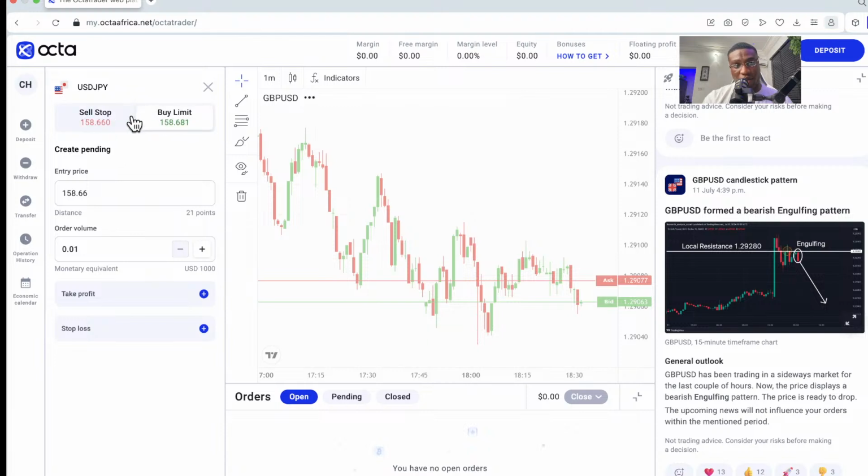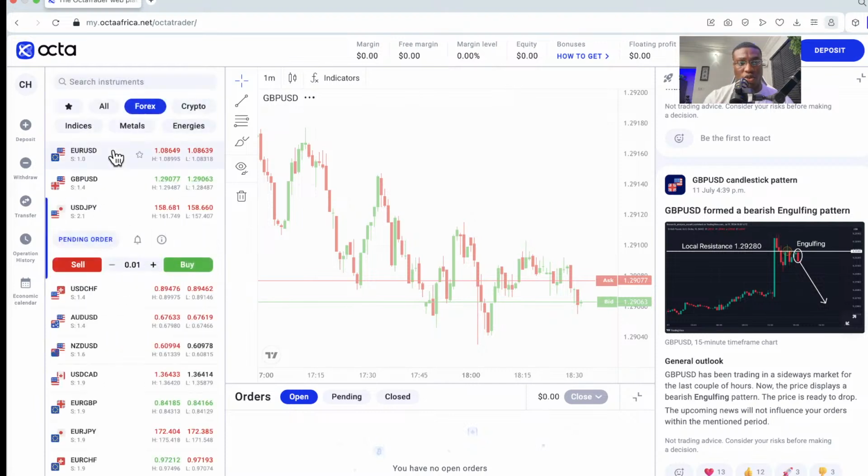If you don't want to execute at instant market time, you can use pending orders to execute your trades. Put your entry price, your take profit price, your stop loss price as well. Octa goes ahead to show you how many pips that would be in profit. And you can just take advantage of these tools to execute your trades.